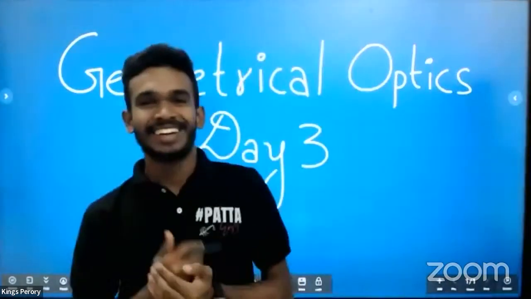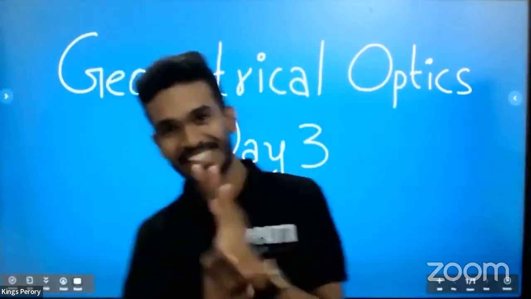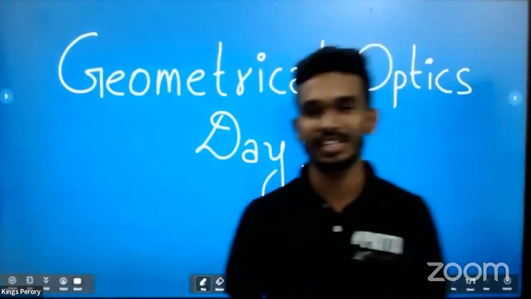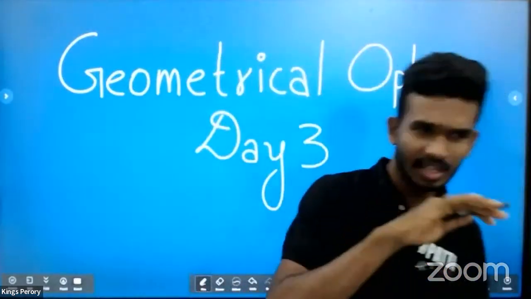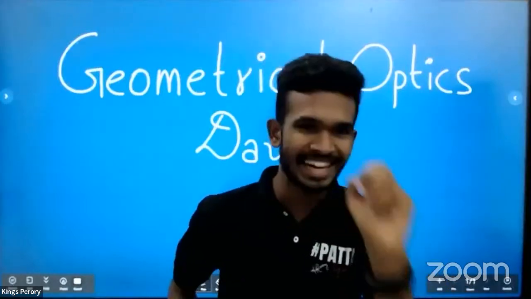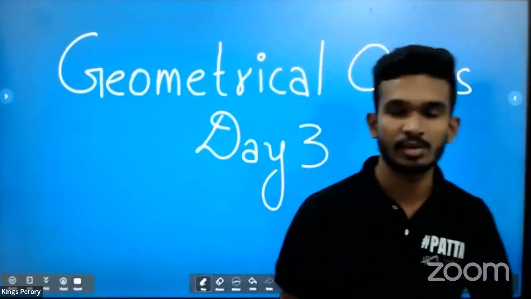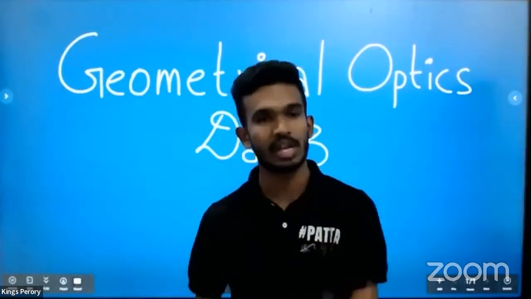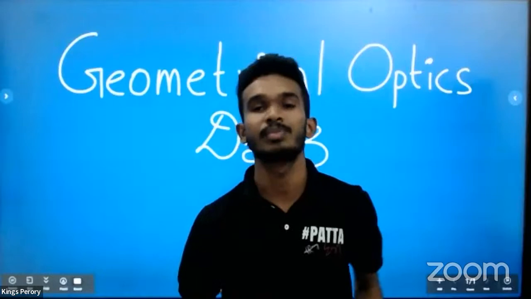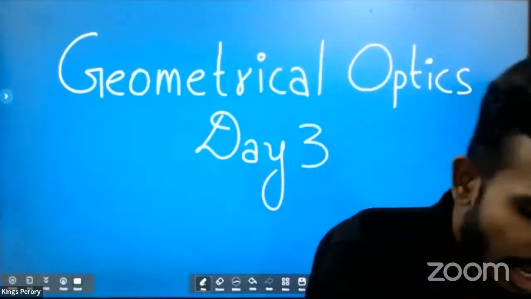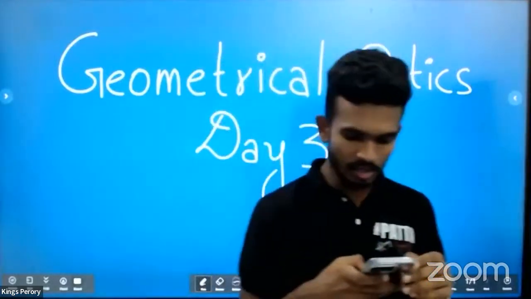Right, good evening everybody. Today is day 3 of Geometrical Optics. This is going to be like a revision thing. So Geometrical Optics day 3 will be the final day. Today we'll be mainly discussing drawing ray diagrams for images formed by lenses and mirrors: convex lens, concave lens, convex mirror, concave mirror. Right, before we start, quickly tell me, are all the doubts clear?